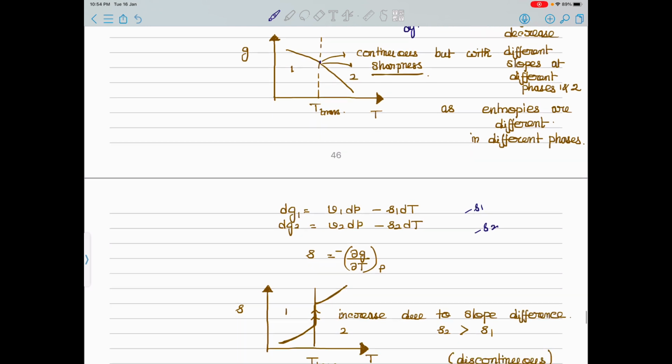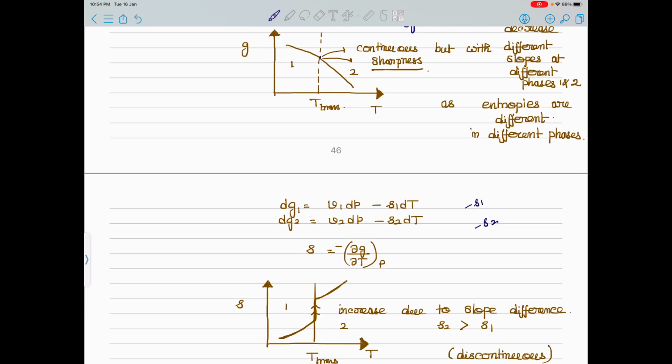So what will happen to the entropy? S becomes minus dG by dT at constant pressure. So this is the slope which we are drawing here. There will be an increasing trend because G is decreasing with temperature. If G decreases with temperature, this becomes a negative sign, and negative makes it a positive sign. So that's why S is increasing with the temperature, and there is a discontinuity which can be clearly seen because there is a sharpness over here.